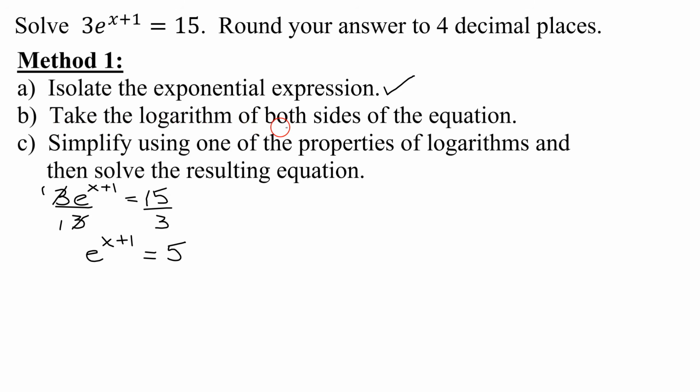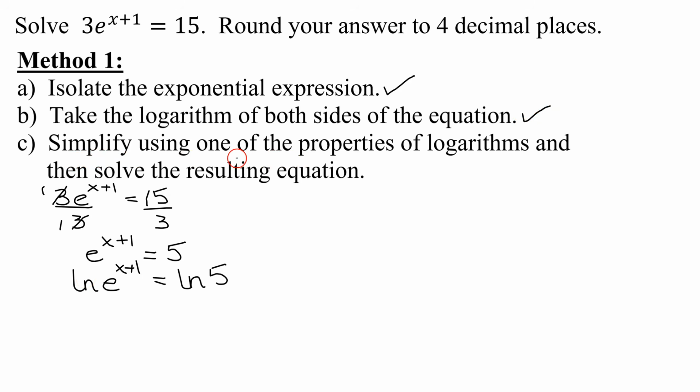Next, we need to take logarithms of both sides of the equation. Well, I could take log to the base 10, but since I already have an e in this problem, I think I need to take log to the base e of both sides, and that is the natural logarithm. So I'm going to have the natural logarithm of e raised to the x plus 1 equals the natural logarithm of 5. Now we've done step 2.